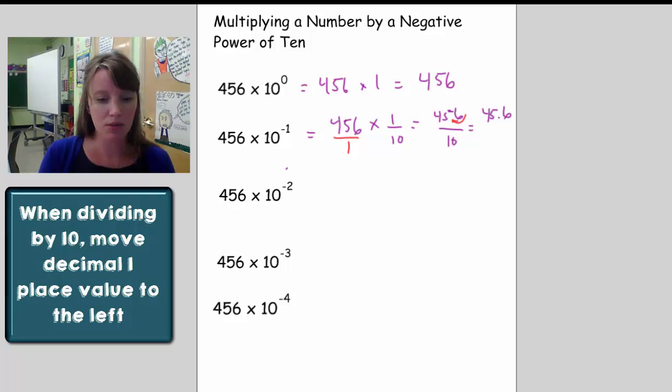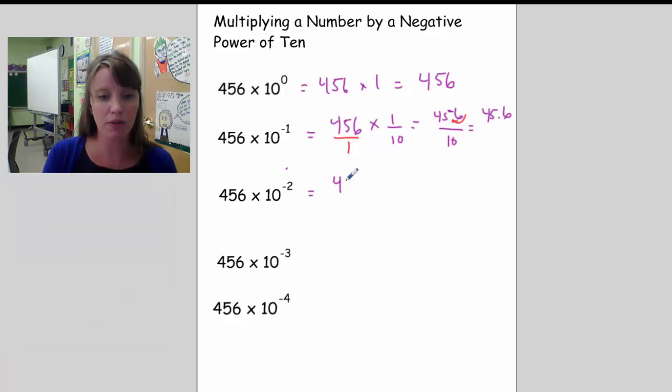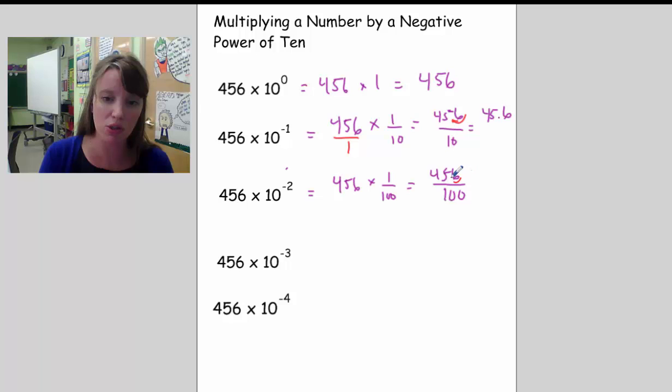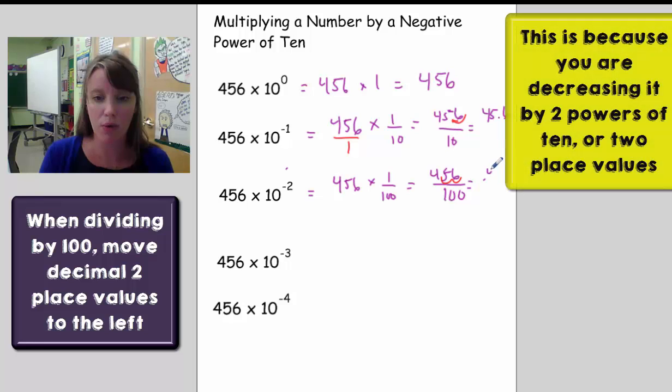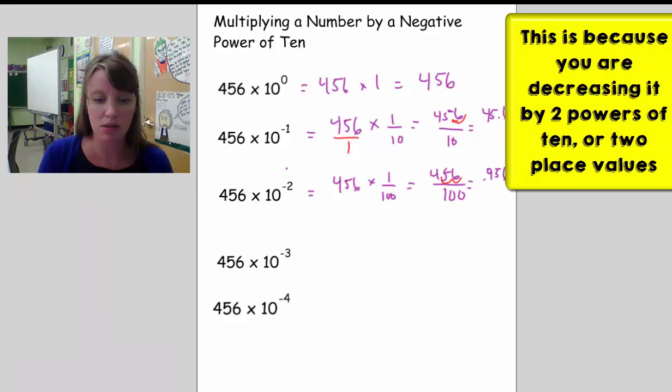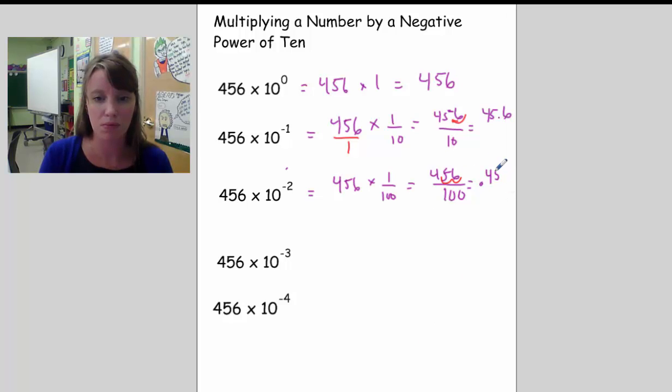Well, the next one would be 456 times 1 over 100, or 456 divided by 100. So when you're dividing a number by 100, you move it in 2 decimal places. Okay, so this would end up being 4.56.